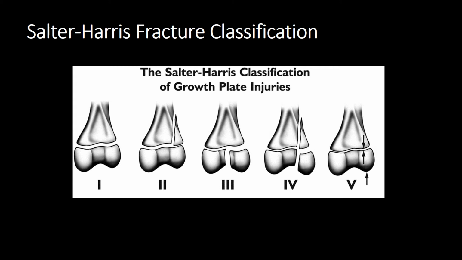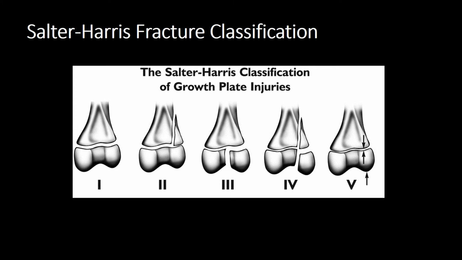So the second classification, Salter-Harris 2, is where you have a fracture through the metaphysis. And it's important that this fracture through the metaphysis extends to involve the physis. If you have a metaphyseal fracture that does not involve the physis, this is not a Salter-Harris fracture. So a Salter-Harris 2 fracture is a fracture of the metaphysis that extends to the physis. And this is by far and away the most common fracture that you see in paediatrics.